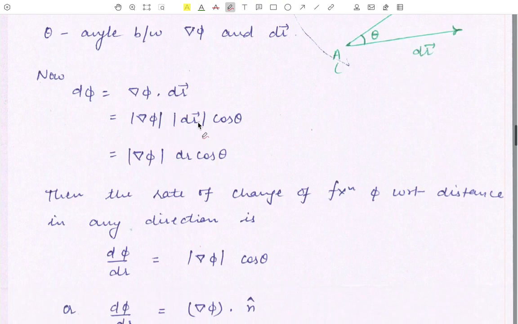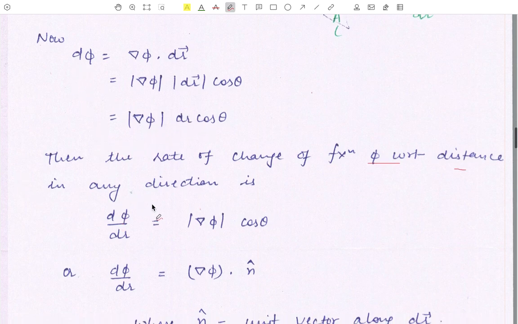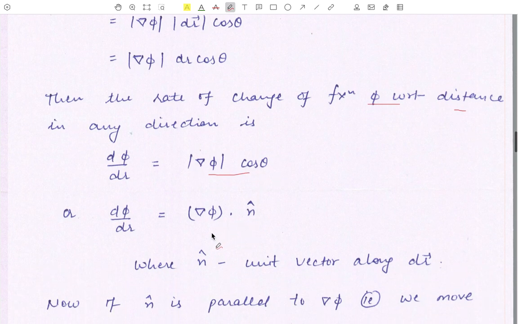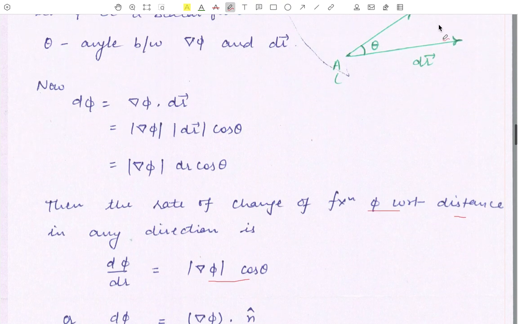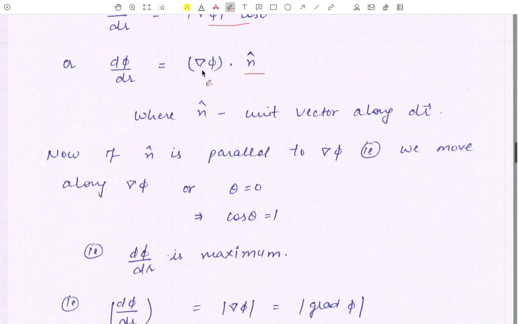Now this dr modulus value is equal to dr. Now the rate of change of function phi with respect to distance in any direction is given as d phi by dr. Therefore this dr can be taken on this side and we get d phi by dr is equal to modulus of del phi into cos theta. And how can we write this with a unit vector: del phi vector dot n cap vector, where this n cap vector is the unit vector along this dr vector direction. Now we get d phi by dr is equal to del phi dot n cap vector.